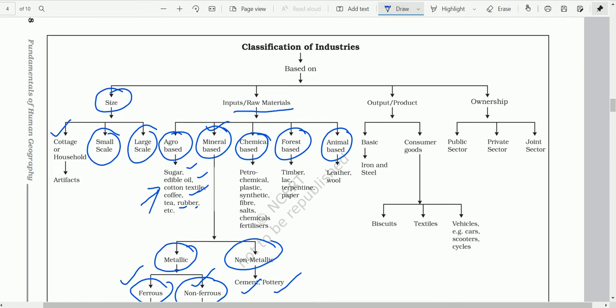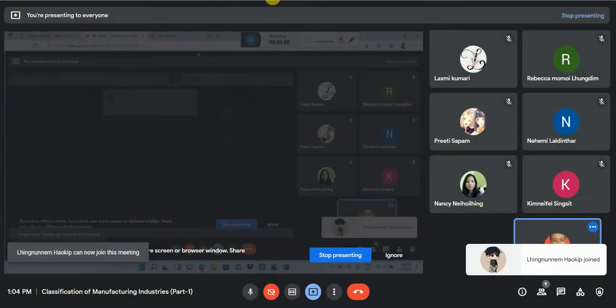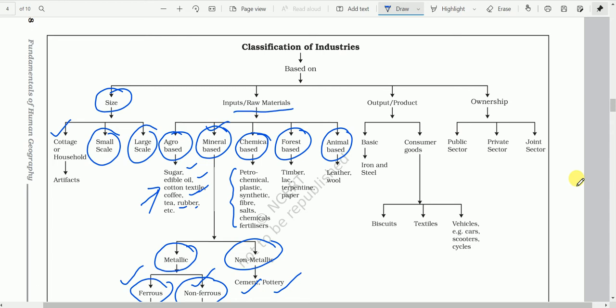industries. And here we have some examples of chemical-based industries like petrochemical industry, plastic industry, synthetic textile industries, salt, then chemical fertilizers. So these are some examples of chemical-based industries. Then some examples of forest-based industries are timber, lac, turpentine, and paper industries. Animal-based industries have examples like leather and woolen textiles.